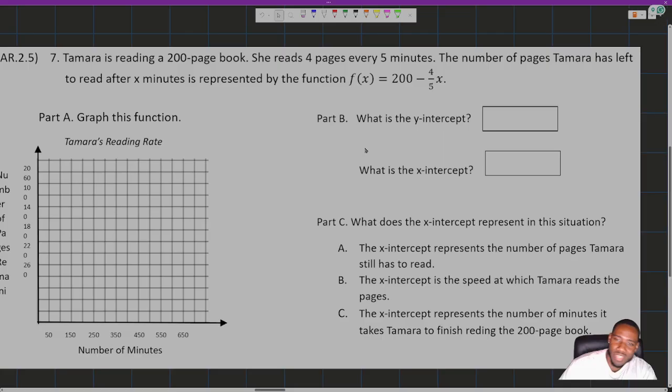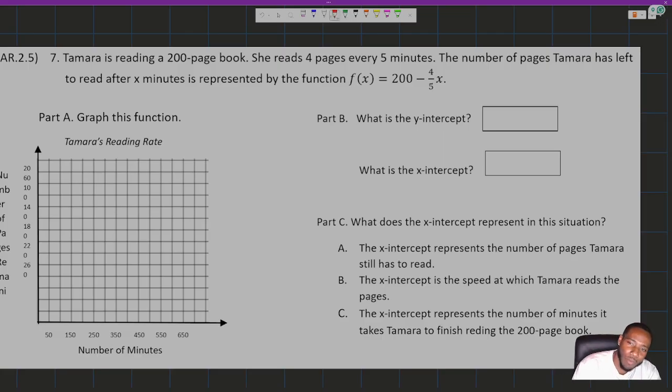Okay? So we can see that this equation is written negatively here, right? Where 200 is the initial value. That's how many pages she has left to read at the beginning. And then the negative 4/5 x, or specifically the negative 4/5, is representative of this situation here. She reads 4 pages every 5 minutes. And so that's our slope. That's the amount of pages she knocks out over time.